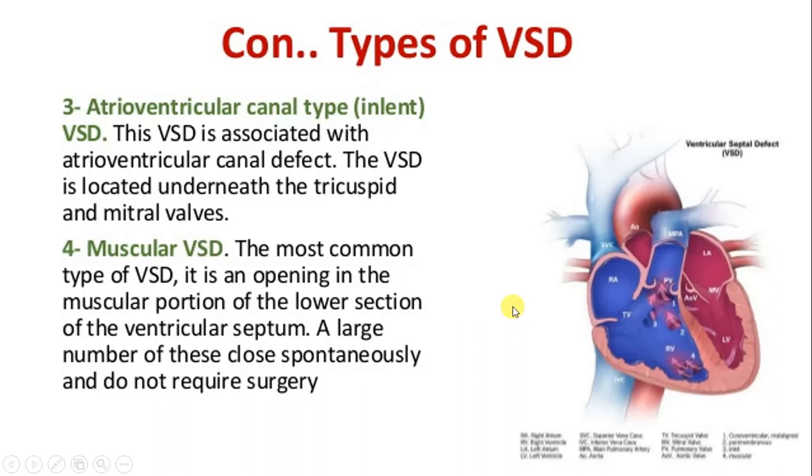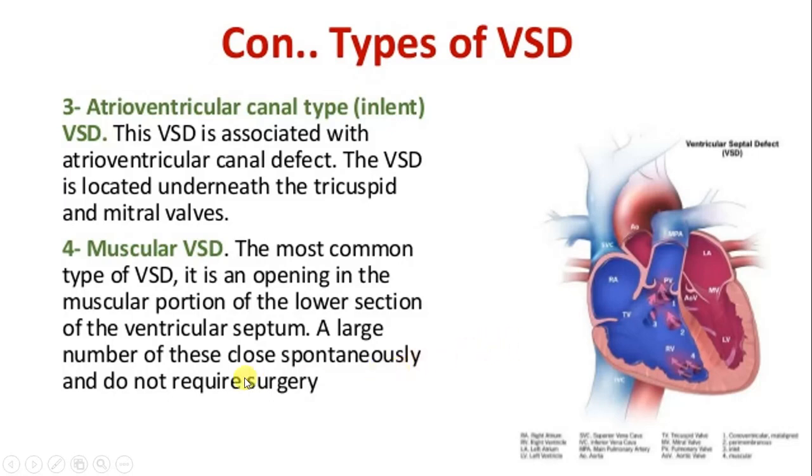Another is the atrioventricular canal inlet VSD. This VSD is associated with the atrioventricular canal defect, located underneath the tricuspid and mitral valves. Underneath these valves, the defects are basically defects in the atrioventricular canal. And the muscular VSD is the most common type of VSD. It is an opening in the muscular portion of the lower section of the ventricular septum.